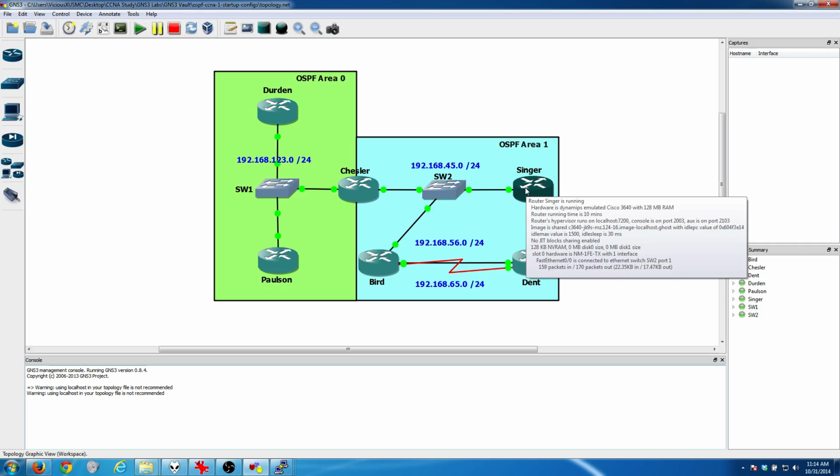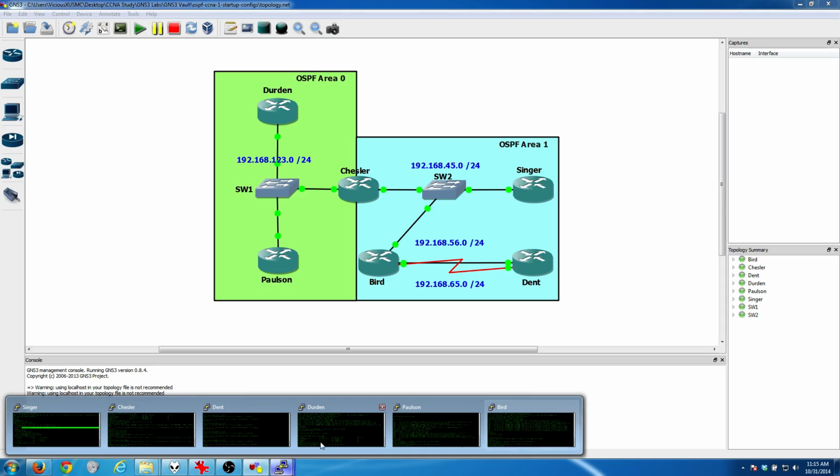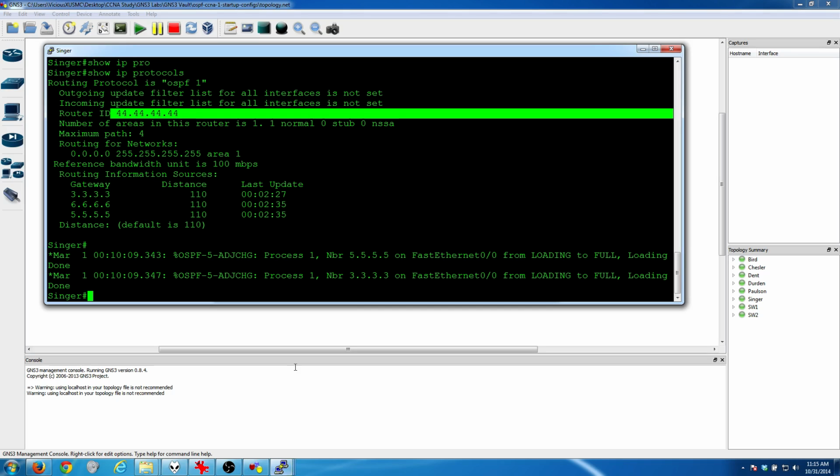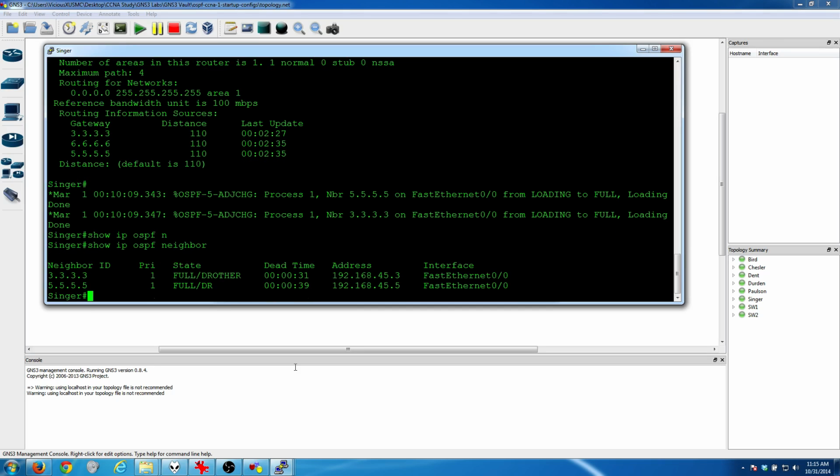I'm going to pull up Singer here, and we're going to do a show ip ospf neighbor command, and it tells me that the 555 ID has the designated router role, and that the 333 ID has the DROther role, which means it's not the designated router or the backup designated router, and therefore through elimination we know that the router we're on has the backup designated router role.